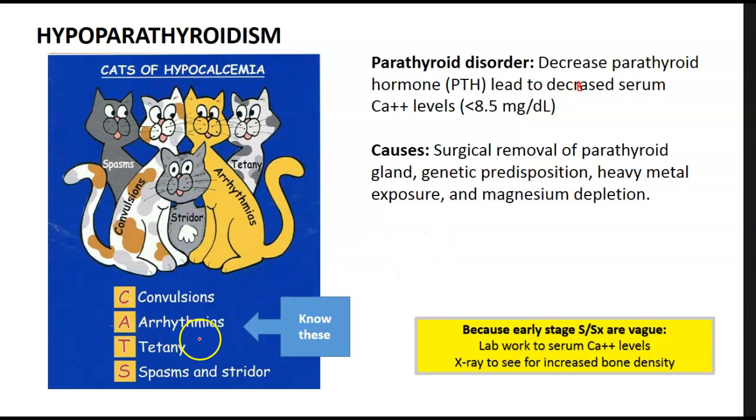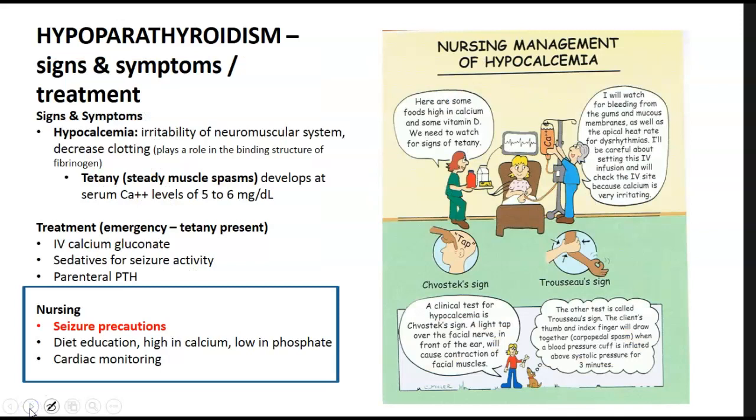So convulsions, arrhythmias, tetany, and spasm and stridor. Early stage signs and symptoms are vague, so lab work should be done, especially on patients when they've had a thyroidectomy. Other things you want to look at with those patients is if they have tingling around the mouth and hands and feet. So make sure you know your signs and symptoms. Again, because of low calcium, the patient may need to be on seizure precautions, and talk to them about eating a diet high in calcium and low in phosphate, and again, cardiac monitoring.